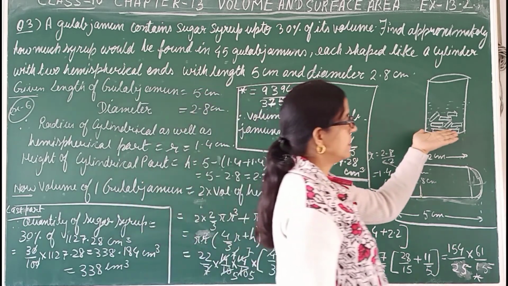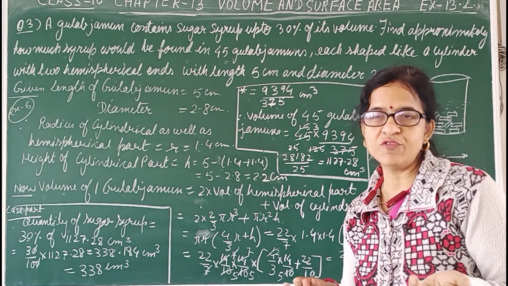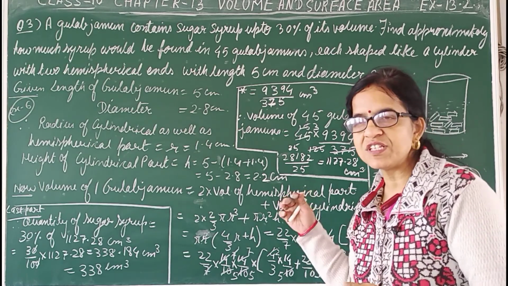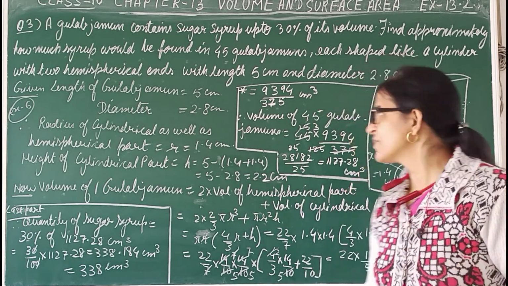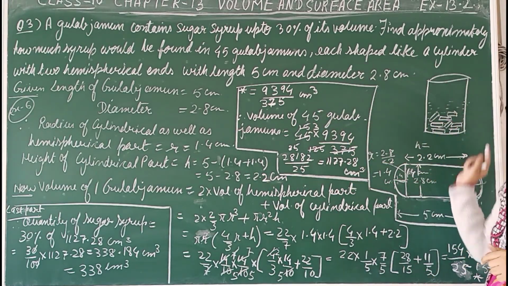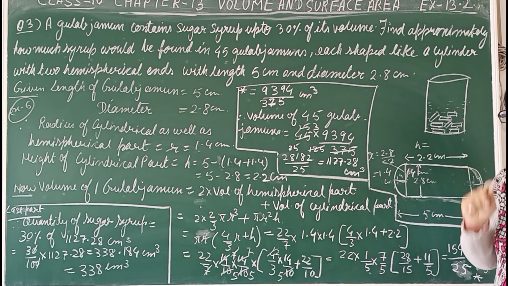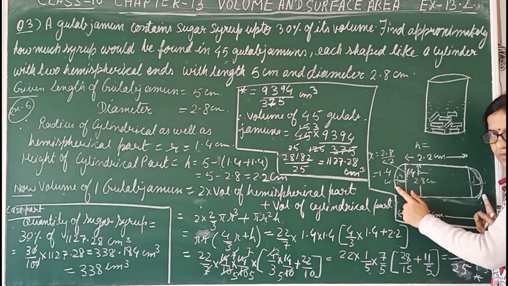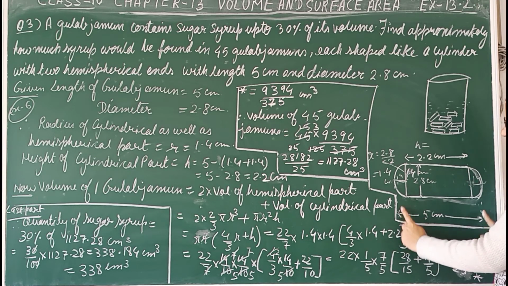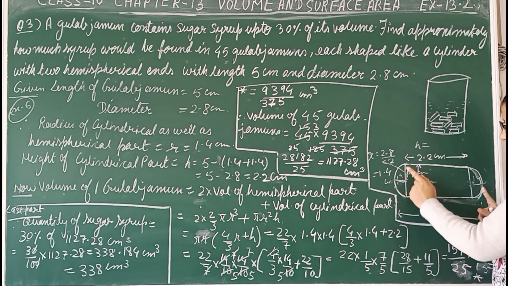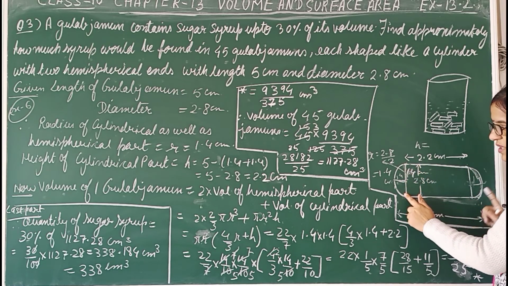So this is a jar containing a lot of gulab jamuns, and for the sake of convenience, imagine that each gulab jamun will have the same shape and size. This jar contains 45 gulab jamuns, and this is the shape of one gulab jamun. Now the length of the whole gulab jamun is going to be 5 cm. The diameter of the hemispherical ends is 2.8 cm. So this whole length is 2.8 cm.